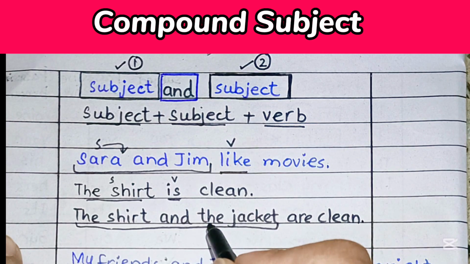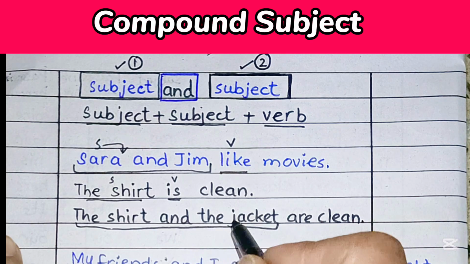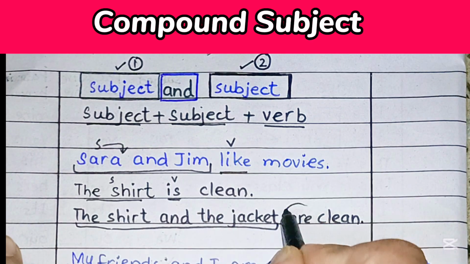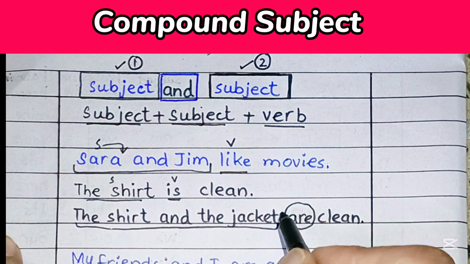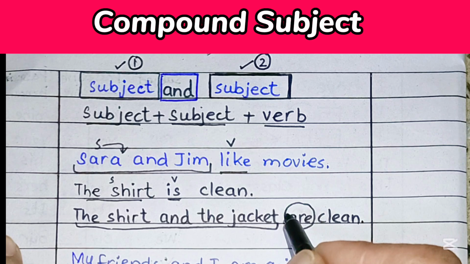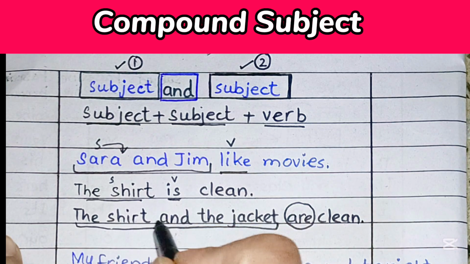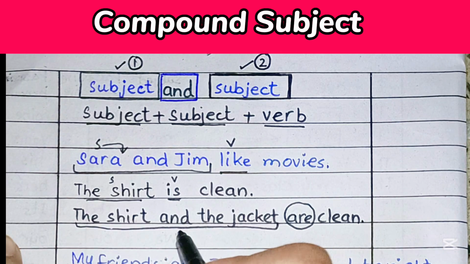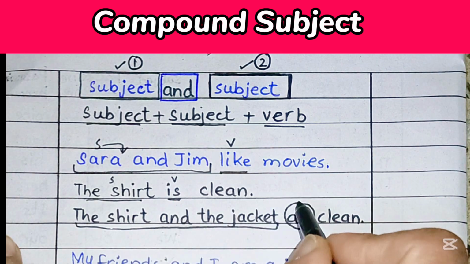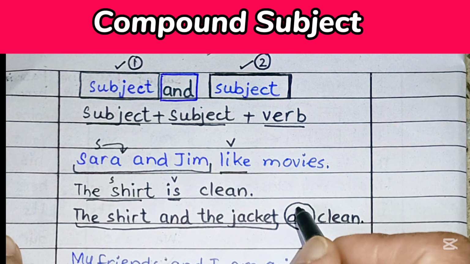The shirt and the jacket are actually the compound subject, and then the verb be becomes are. Why are? The shirt and the jacket are actually the compound subject. Here you have two subjects. This is the compound subject, and accordingly we have a matching plural verb.